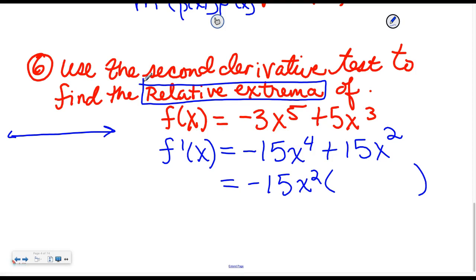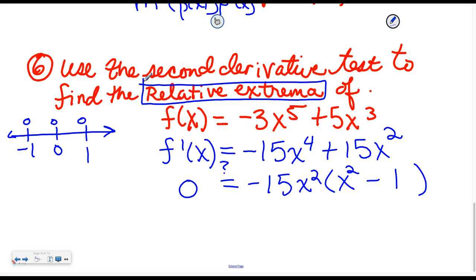And that's going to give me an x to the second, right? And then a minus 1. I want to know where that's 0. I have 3 critical values. What are they? 0, 1, and negative 1. The first derivative test says to do this. That's where there's zeros, and it says to do sign tests. I'm going to do that so you can see the difference.